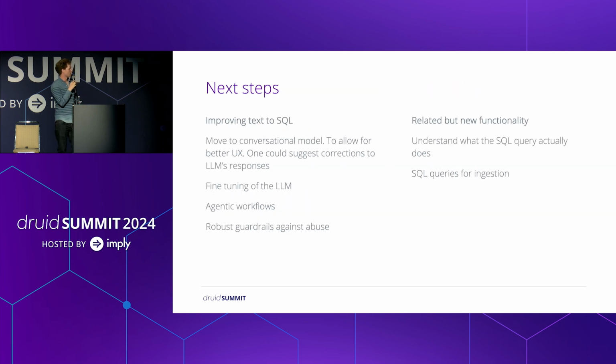The next steps that we're looking forward to doing in terms of this text-to-SQL functionality is move to a conversational model to allow for better UX. This will allow a user to suggest, hey, I was actually thinking more about this column instead of the column you chose for me out of the schema that you looked up. Fine-tuning the LLM, to be able to make the functionality a lot better without having to necessarily use RAG. Agentic workflows, which more or less lets the LLM go ham and choose what it wants to do and figure that out. But I wanted something fast and quick and didn't really want to have to figure out the black boxness of that. And then robust guardrails against abuse so this can be productionized for people to use.